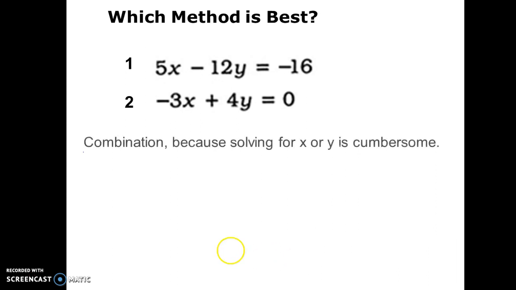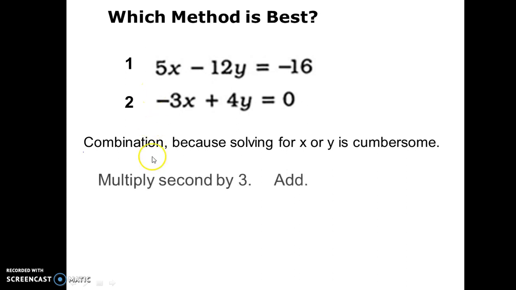Well, I would suggest combination, which is elimination. Once again, we have coefficients in front of x and y. So in that case, it's much easier to find how we can eliminate things. So I would say here, one way to do this would be multiply the second by 3. Because if you multiply this by 3, it will turn it into 12. And then we'll have a negative 12y and a positive 12y, and those will be eliminated.